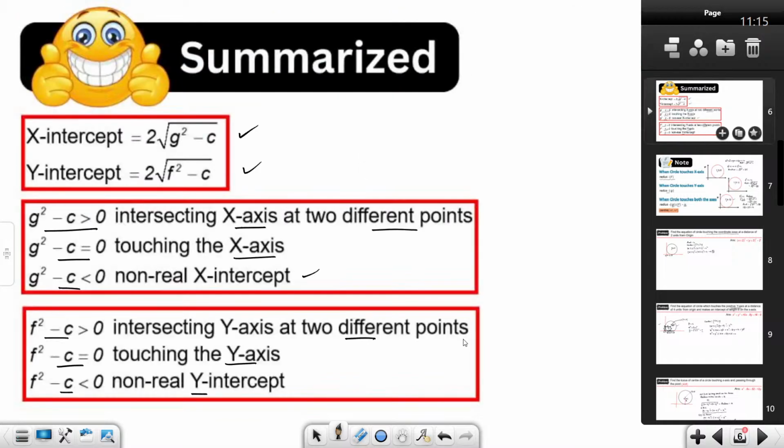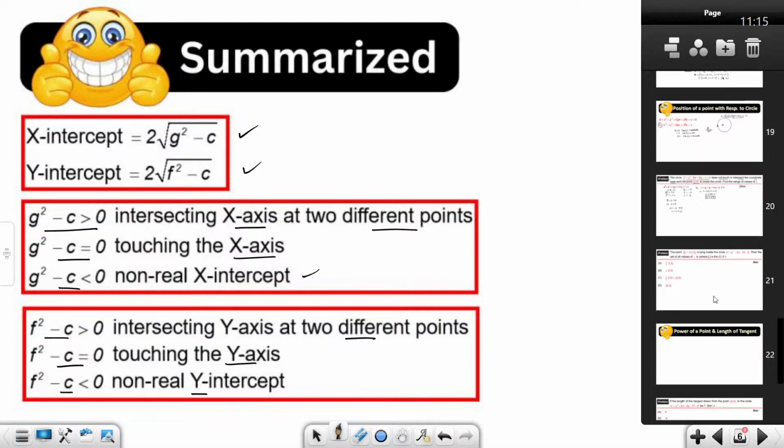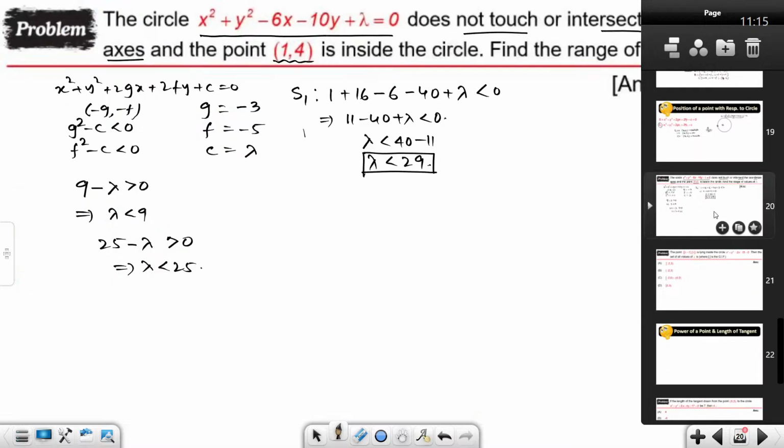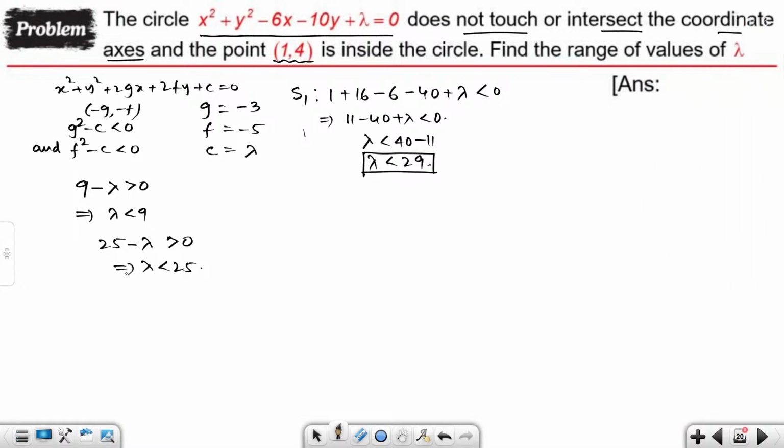See this one. When it is not touching or intersecting the x-axis, then your g square minus c is less than 0. And when it is not touching or intersecting the y-axis, f square minus c is less than 0. Right? So in this case, our condition is g square minus c is less than 0, f square minus c is less than 0. Okay? So in this case, I'm very sorry. Really sorry.